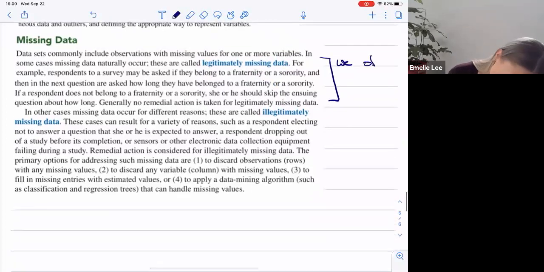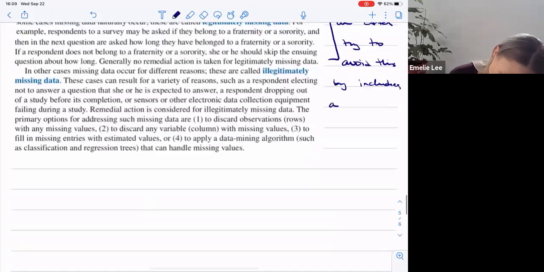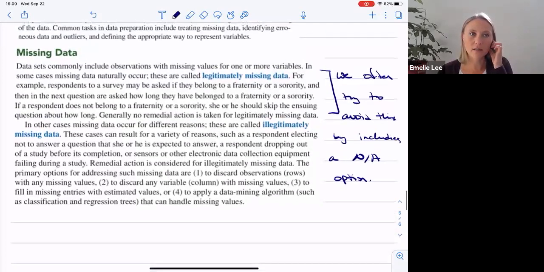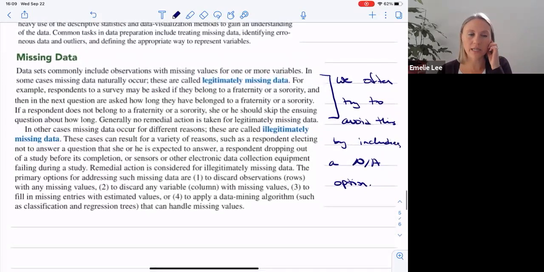we often try to avoid this by including a not applicable option, right? Often you can capture that legitimately missing data by having another option that people can click. Okay, and so not applicable is the most common, right?